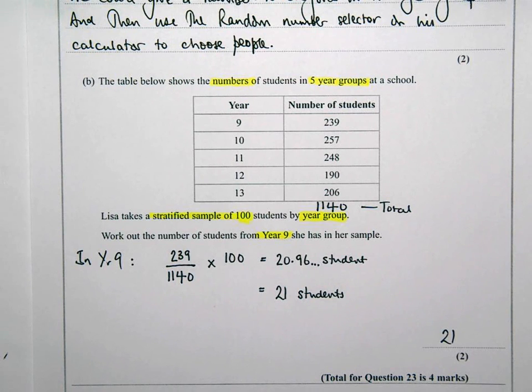The second part, part B, is quite common. It's come up in all the exams so far. Stratified sampling. Make sure you're familiar with it. Make sure if you get a question on it, you can do it.